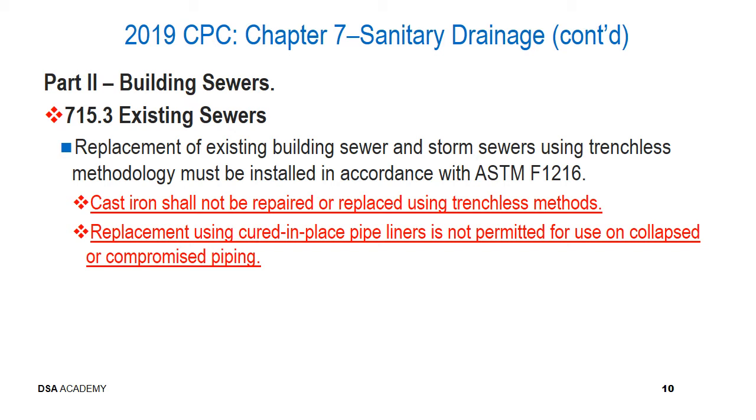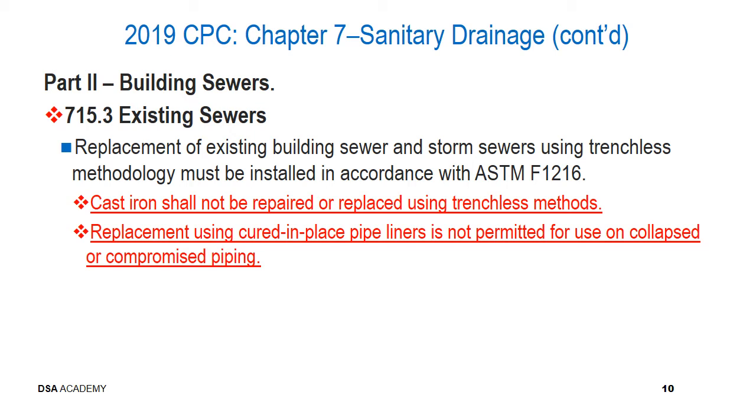There is a new code amendment in section 715.3, which addresses existing sewers, and it currently says the replacement of existing building sewer and storm sewers using trenchless methodology must be installed in accordance with ASTM F1216. However, there's a couple of exceptions which are brand new and somewhat controversial. Number 1, cast iron shall not be repaired or replaced using trenchless methods, and number 2, replacement using cured-in-place pipeliners is not permitted for use on collapsed or compromised piping.